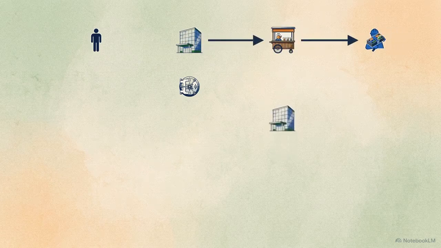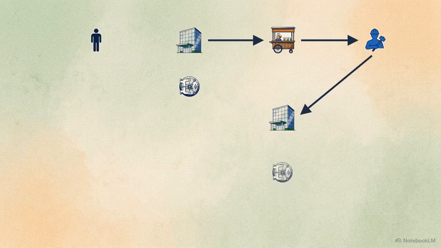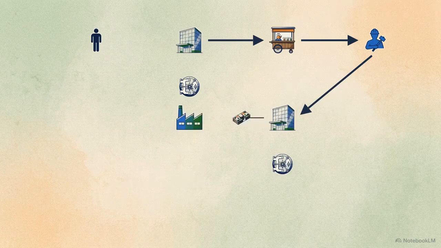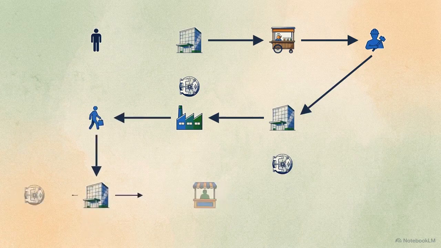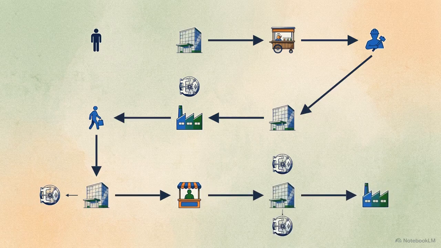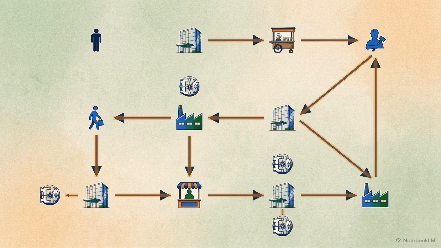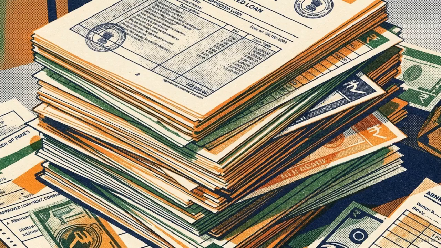Rohan uses that loan to buy a new cart, and the cart builder deposits that money into his own account. The bank then lends a fraction of that new deposit to someone else. This cycle causes the total amount of money in the local economy to grow far beyond the initial cash deposit. This lending process fuels growth, but it has a limit.